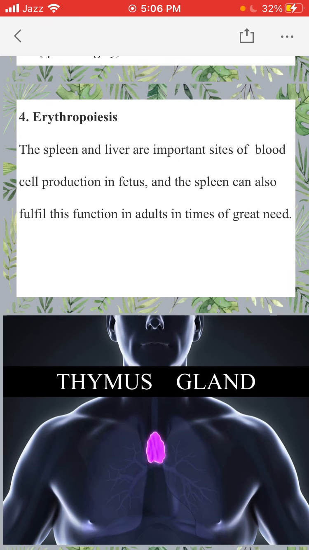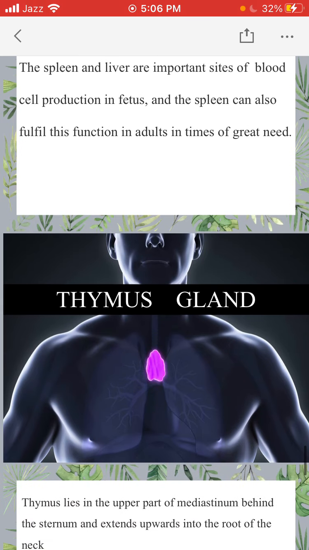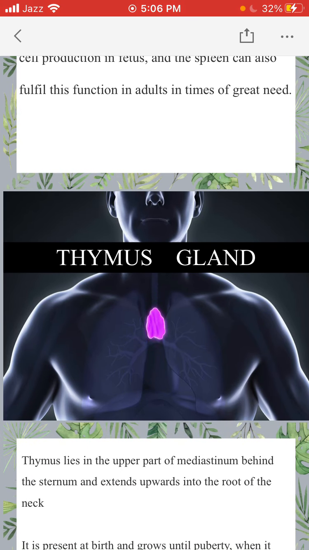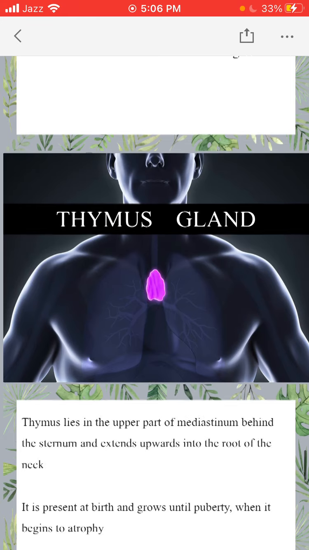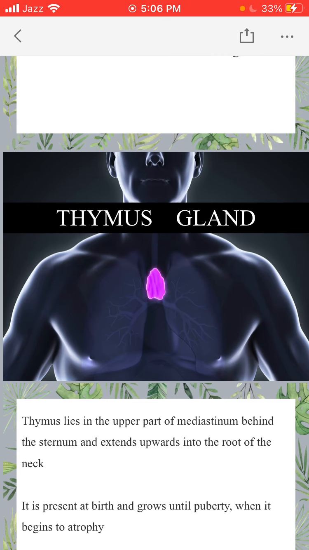Next lymphoid tissue is the thymus gland. The thymus gland is present behind the sternum in the upper part of the mediastinum, and from here it extends upwards into the root of the neck. It is present at birth, and then it grows until puberty. After puberty, it undergoes atrophy.